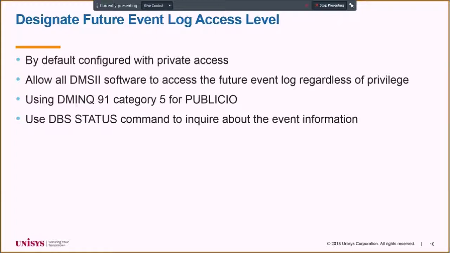DMSII enhanced DMII91 with a category file. This will subscribe the public I/O that allows all DMSII software to access the future event log, regardless of the privilege. Users can use the DBS status command to inquire about the update event information.